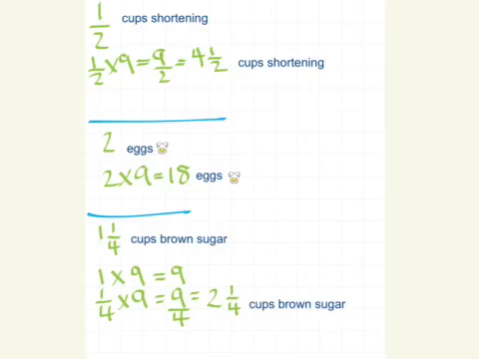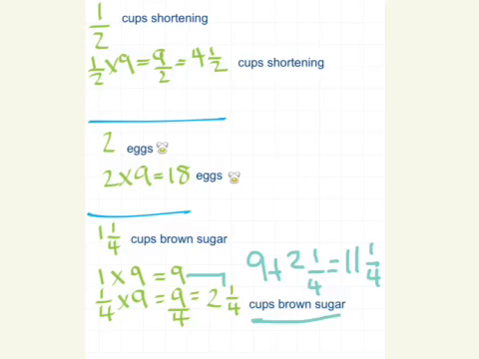That is not my final answer. I forgot to add the 9 to this. So 9 plus 2 1/4 equals 11 1/4 cups of brown sugar.